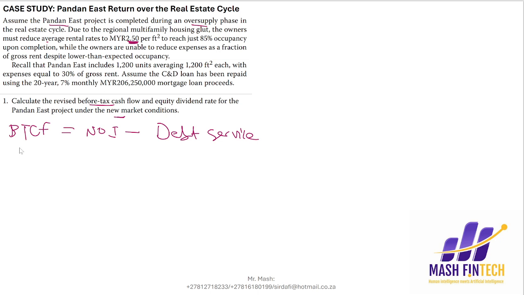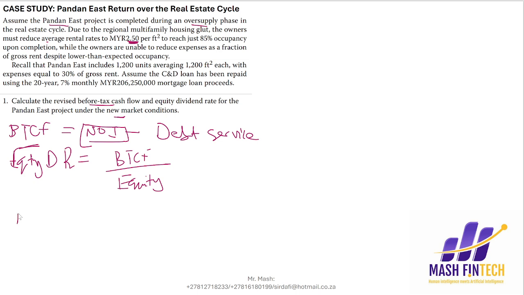And then we use this to calculate the equity dividend rate, where the equity dividend rate is this before tax cash flow divided by the value of equity. This net operating income, by now you must be able to do it with ease. We calculate the effective gross income minus the operating expense minus the property maintenance.